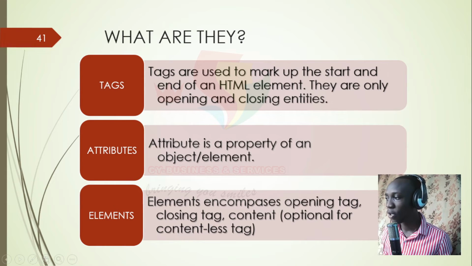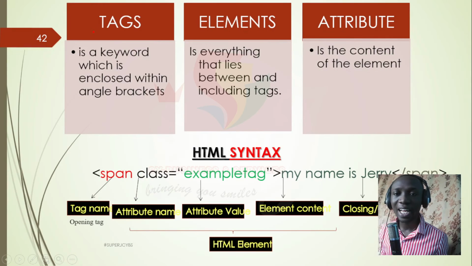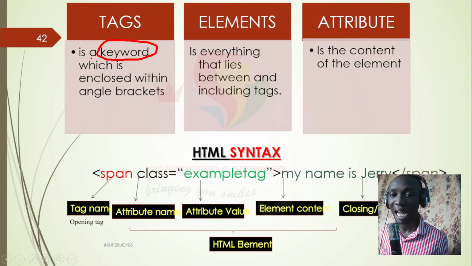Now, I will also be adding a few things, but let's move on. Like I said, all of these things are keywords. So the tags are made up of keywords. We have lots of keywords in HTML, and we will be looking at some of them. For example, this one here, span, is a keyword.